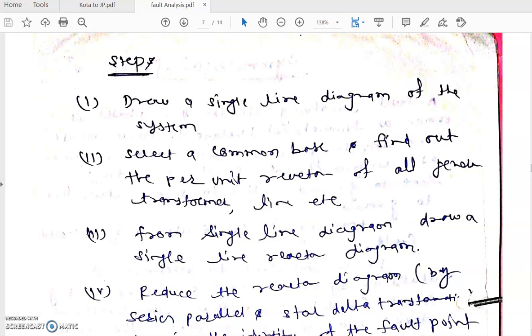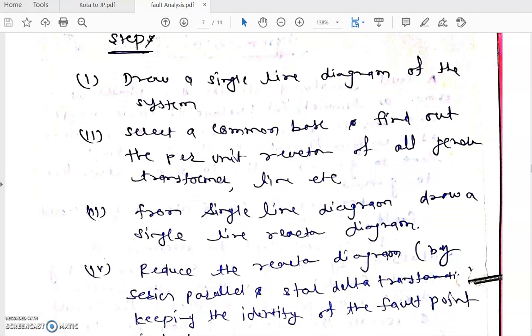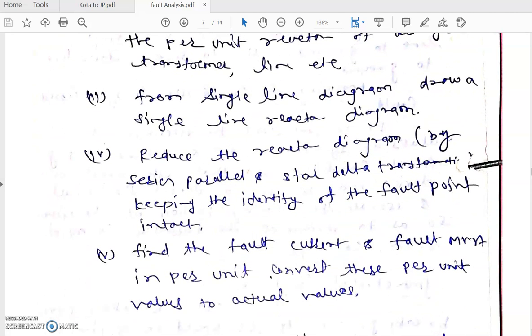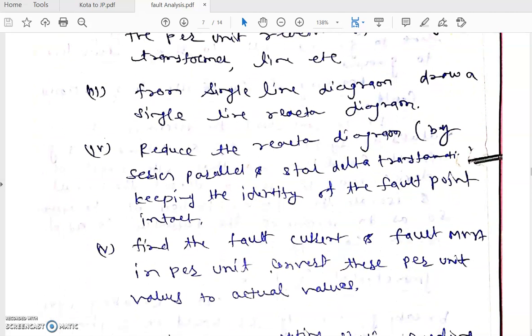Then select a common base, and find out the per unit reactance of all generators, transmission lines, etc. All the parameters, all the components, we have to choose the per unit value. From the single line diagram, draw a single line reactance diagram, means we write the reactances of all the components. Then reduce the reactance diagram by series, parallel, and star delta transformation, keeping the identity of the fault point intact.